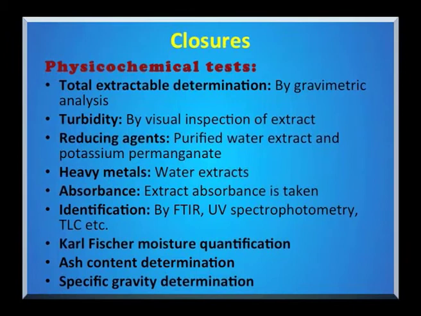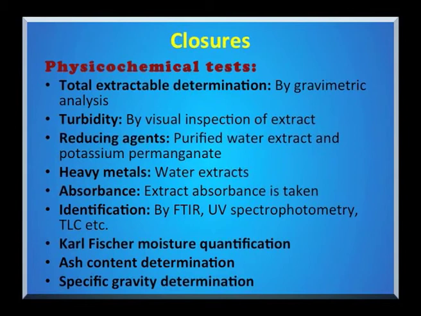Now, what are the other parameters for evaluation of closures? Closures are tested on the basis of the following parameters: physicochemical test, where total extractable determination is done by gravimetric analysis. Next one is stability, which can be checked by visual inspection. The third one is reducing agents. Here purified water extract and potassium permanganate are used.